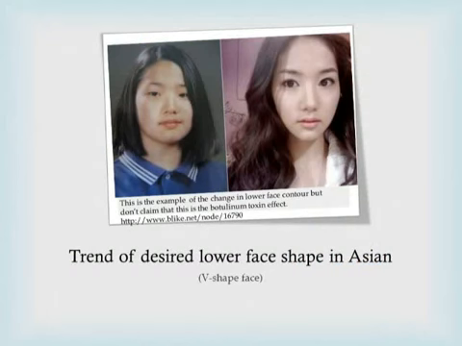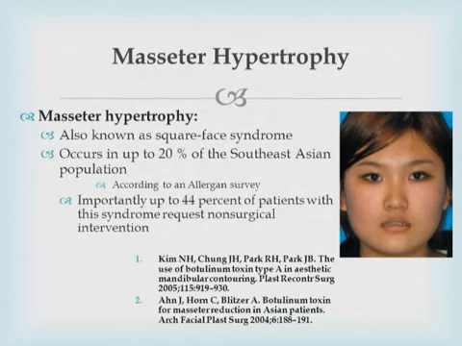Because nowadays young patients go to the cosmetic clinic to correct their faces, with amazing results. For the lower part of the face, nowadays people prefer a slimmer face shape. First, we have to assess that this square face comes from masseter hypertrophy.